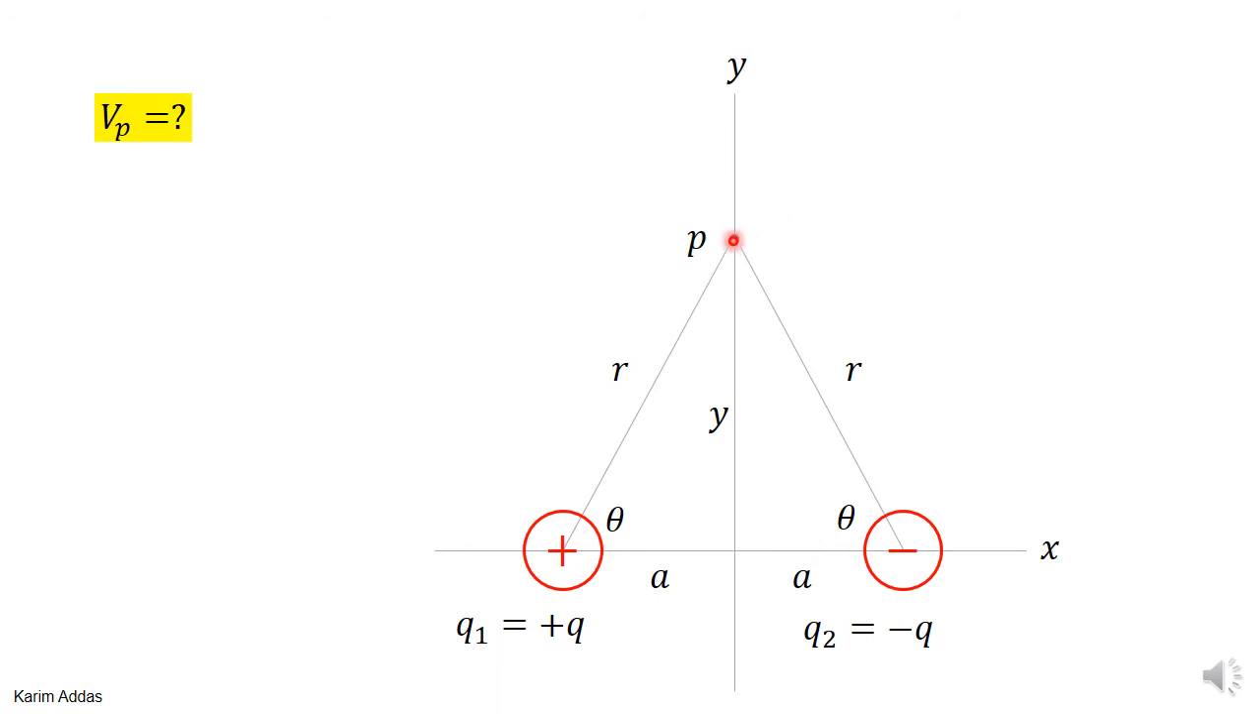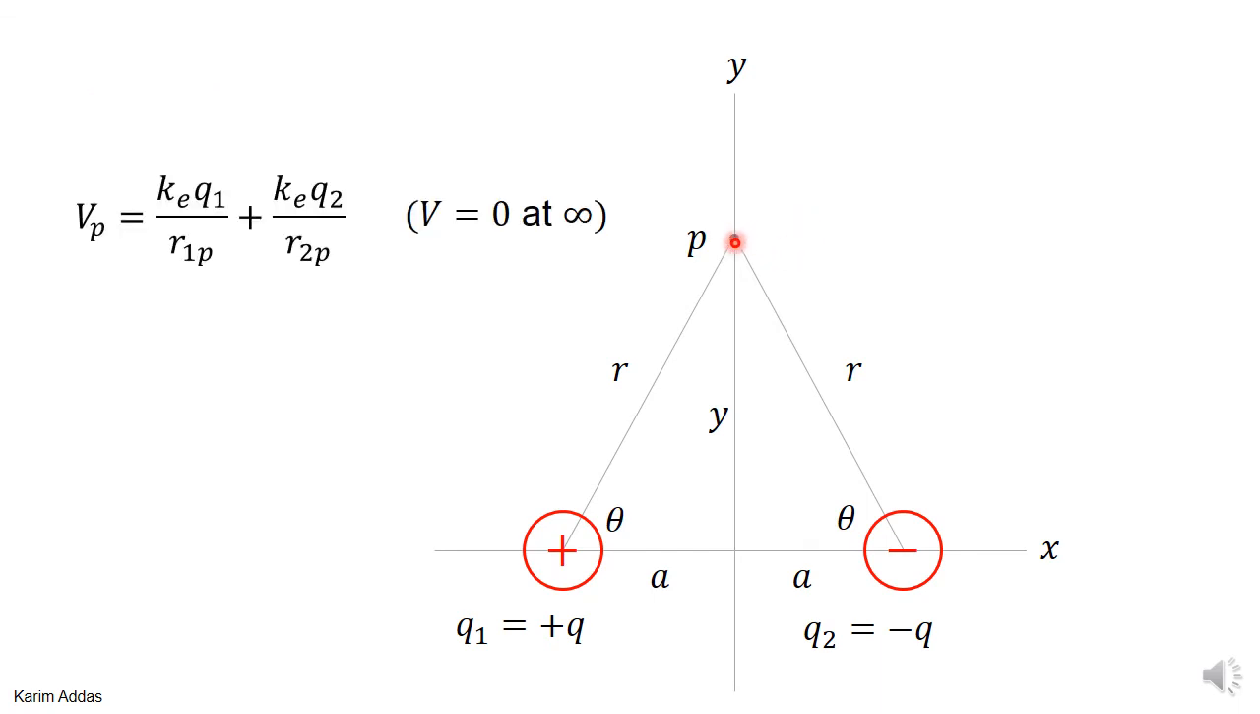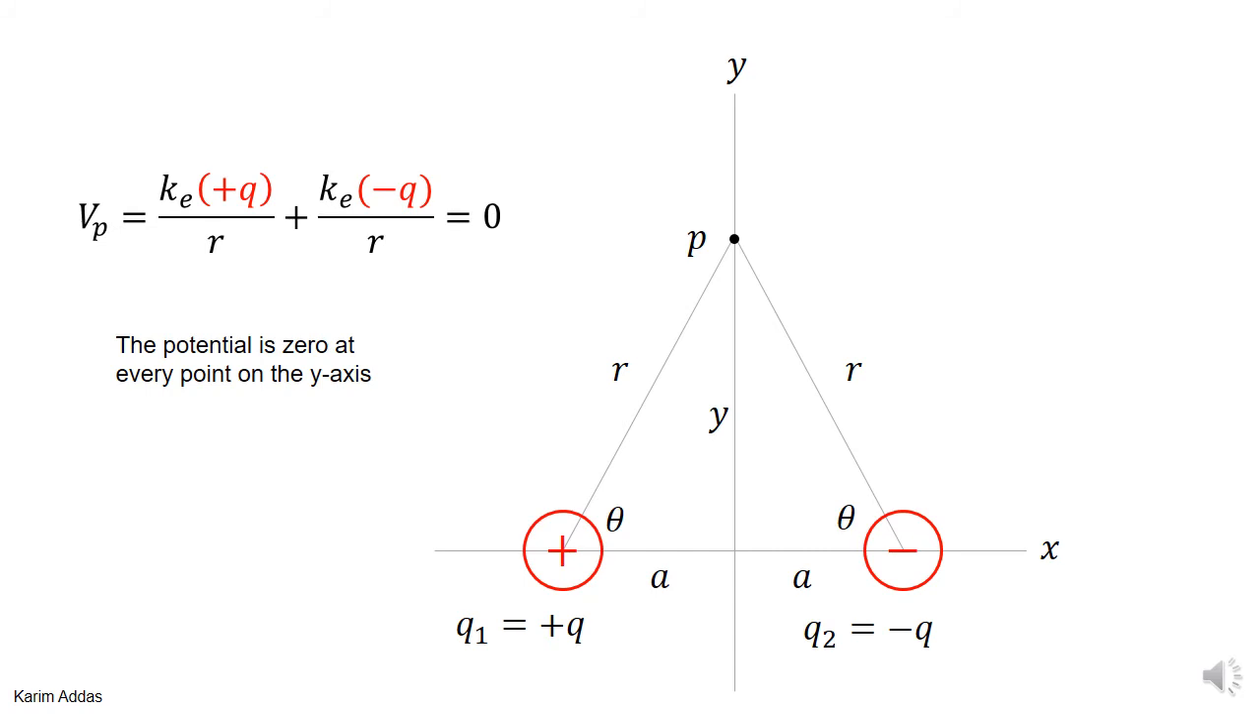Well, first let's get the potential at point P and see what that is. The potential at any point, when you have many charges, in this case two charges, is the potential due to charge 1, Q1, plus the potential due to charge 2. The potential due to charge Q1 at point P is kQ1 over r, and the potential due to charge 2 is kQ2 over r. Q1 is just Q, Q2 is just minus Q. So you put those in, and both distances are the same, r. So you get this result.